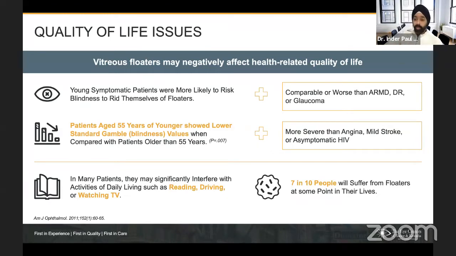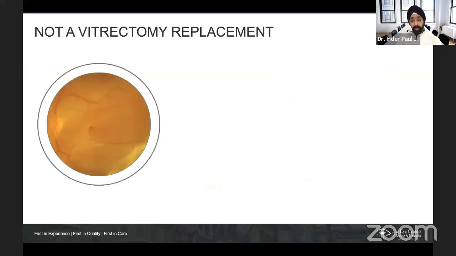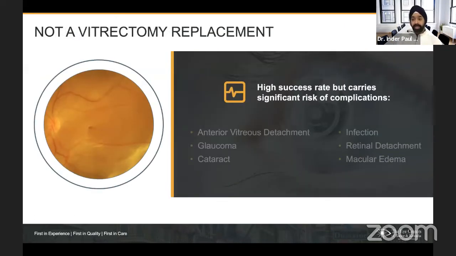And how did that compare with the risk tolerance for other types of diseases, whether glaucoma, HIV, cancers? And it found that patients had more risk tolerance than for many other diseases, such as angina, asymptomatic HIV, cancers, and glaucoma. About 7 in 10 people will have a significant floater sometime in their life. Out of those, 30% of patients will have chronic symptoms. So there's a number of people around the world who are suffering that are literally ignored.